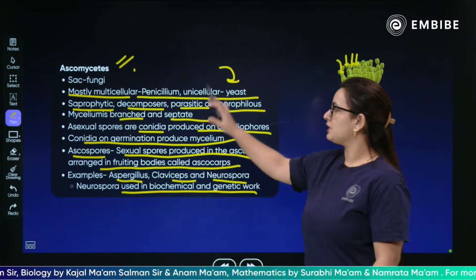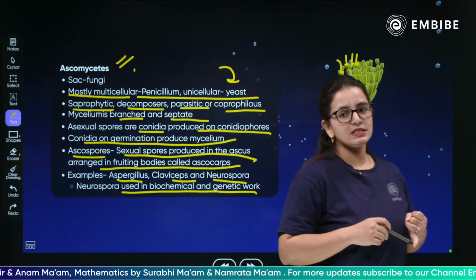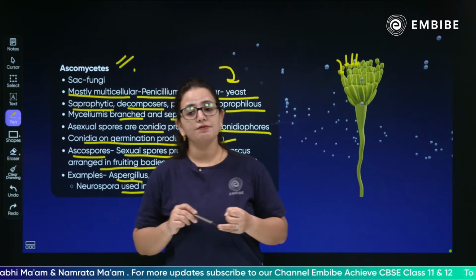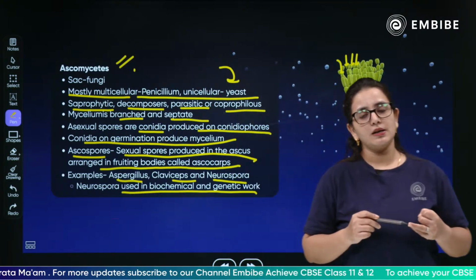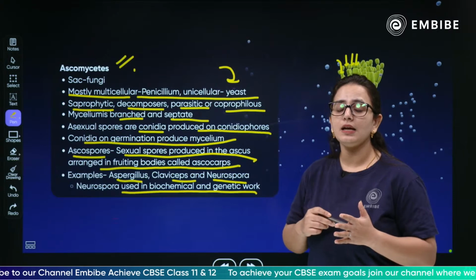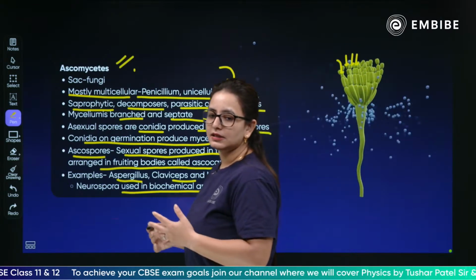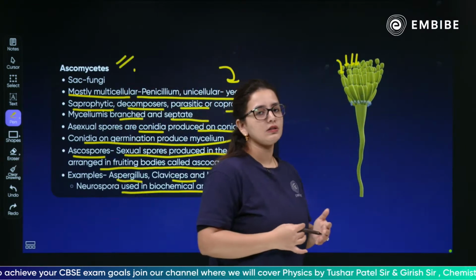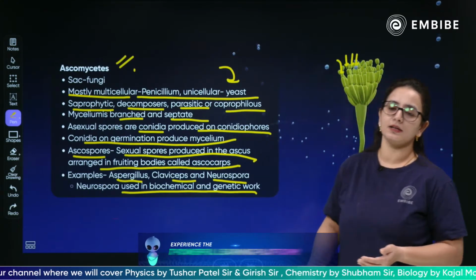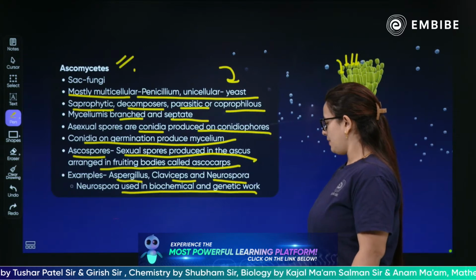So, these are a few features of the ascomycetes: they are sac fungi, mostly multicellular, with unicellular yeast. They are saprophytic, decomposers, or coprophilous. They show mycelium which is branched and septate. Asexual reproduction is through the conidia, and sexual through fruiting bodies producing the ascus, called ascocarp. Children, the examples are Aspergillus, Claviceps, and Neurospora; Neurospora crassa is used for genetic makeup study, also called the Drosophila of the plant kingdom. Clear? So this is about the features of ascomycetes.